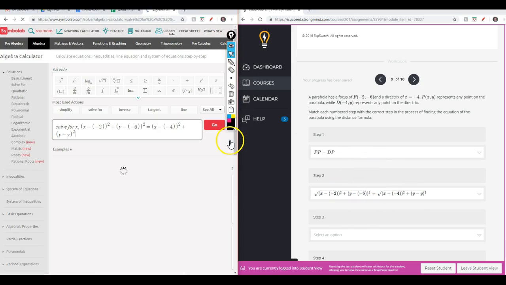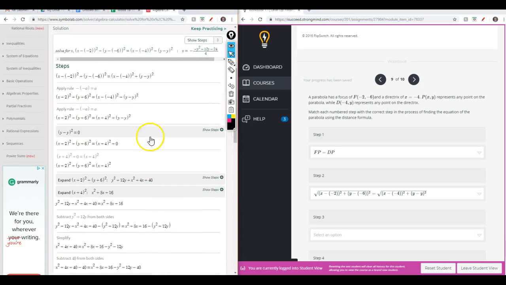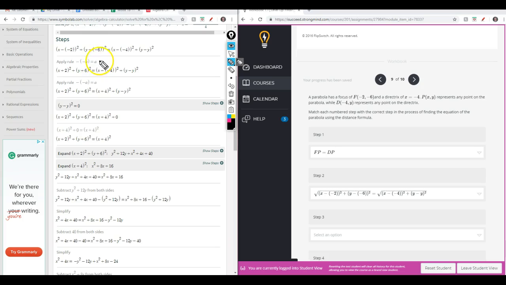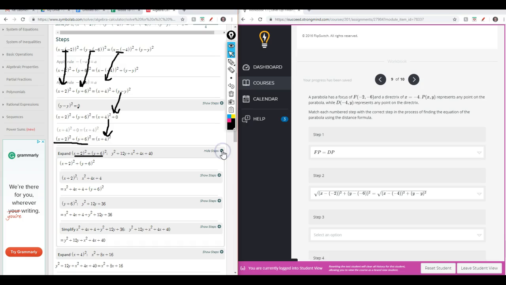So then I click go, and here we go. They're going to be changing all of these double negatives to addition signs right here first. And then notice that this y minus y being squared equals 0. So that's how they went to that step. And then this x plus 4 being squared plus 0 reduces or simplifies to that. So now they're going to expand this left-hand side right here, and I'm going to expand this on the show steps.